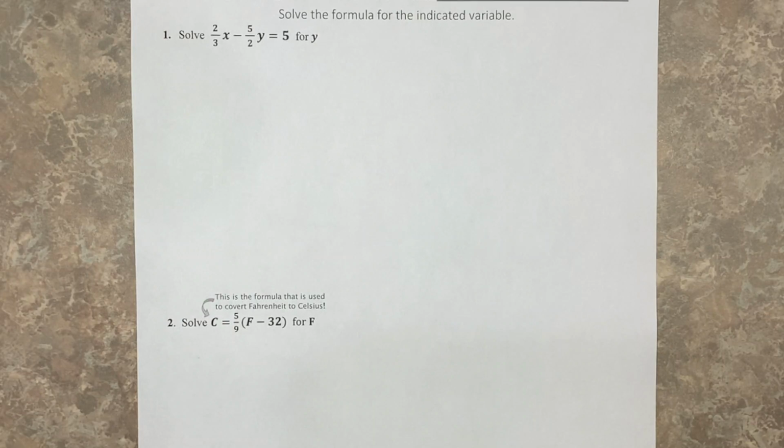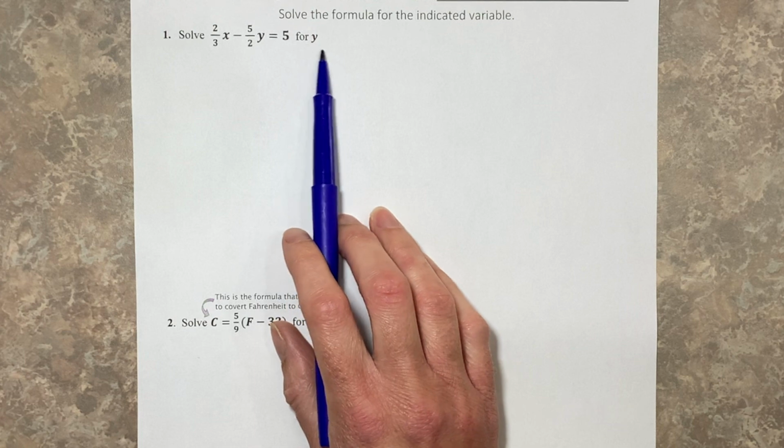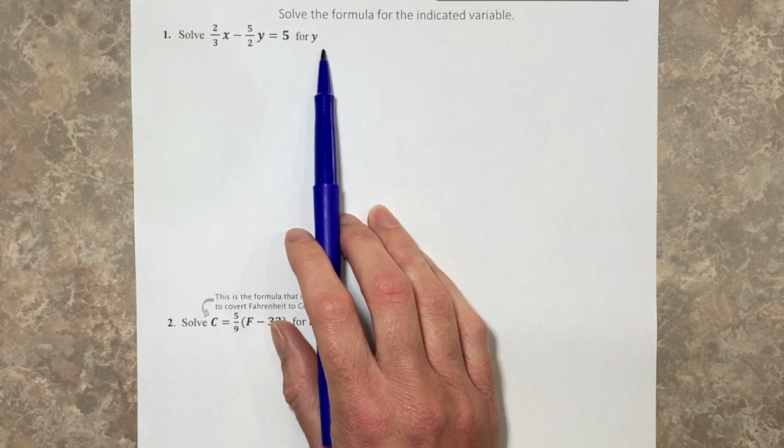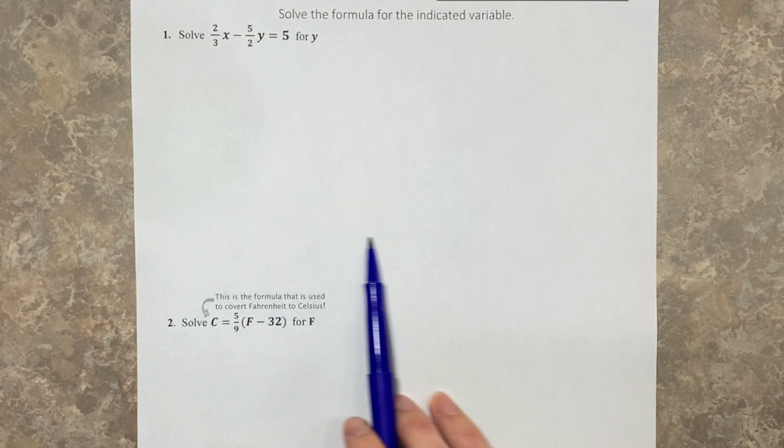In today's lesson, we're going to learn how to solve for a variable. When the problem asks you to solve for a variable, that means that you are expected to isolate that variable. For example, in problem number 1, we're asked to solve for y. That means that we are supposed to isolate y. Our final answer should be in the form y equals some expression.